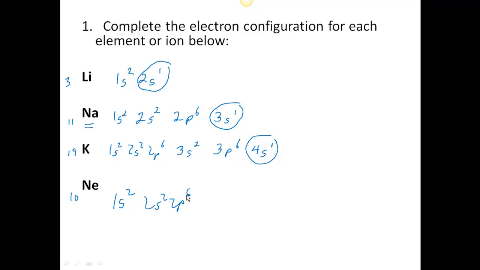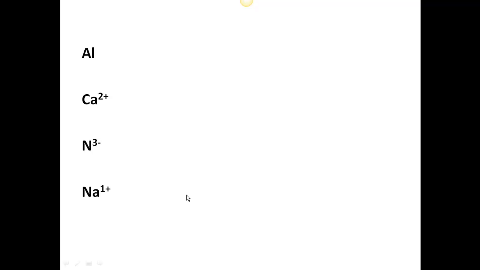All right, now aluminum is number 13. So we're going to do number 13, which is aluminum. And that's going to be 1s2, 2s2, 2p6. That's a total of 10 electrons, then 3s2, and 3p1. And that gives us a total of 13.